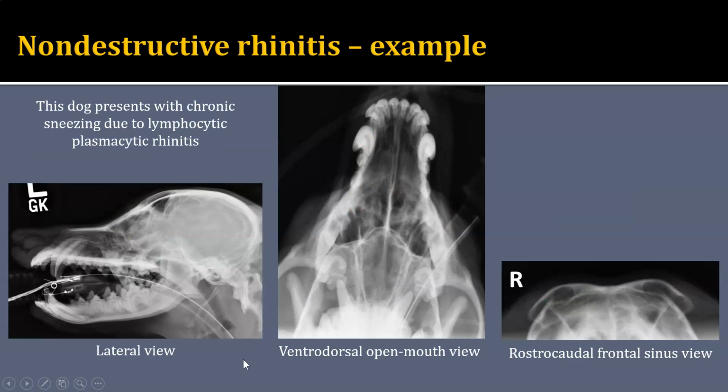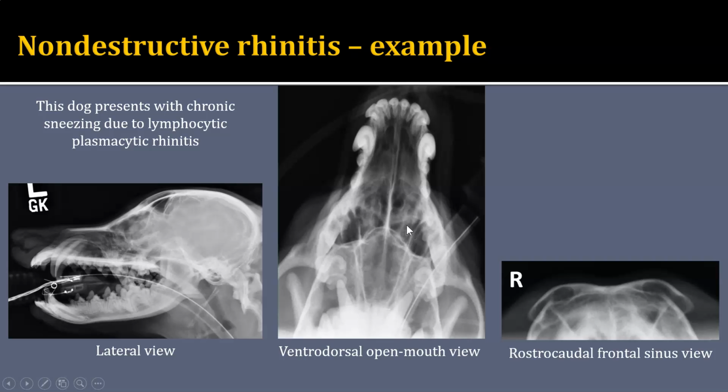Here's another example. This is a dog that's presenting with chronic sneezing due to a diagnosis of lymphocytic plasmacytic rhinitis. On this dog, when I look at this ventrodorsal open mouth view, the rostral nasal passages are bilaterally symmetric and normal. As I move back into the mid to caudal nasal passages, I notice that there is a focal region of increased soft tissue or fluid opacity on the right as well as on the left. Notice again, I can still see the osseous structures here. So this is just really some sort of fluid opacity, maybe some thickening of the lining of the bony turbinates, but certainly there's no loss of bone.